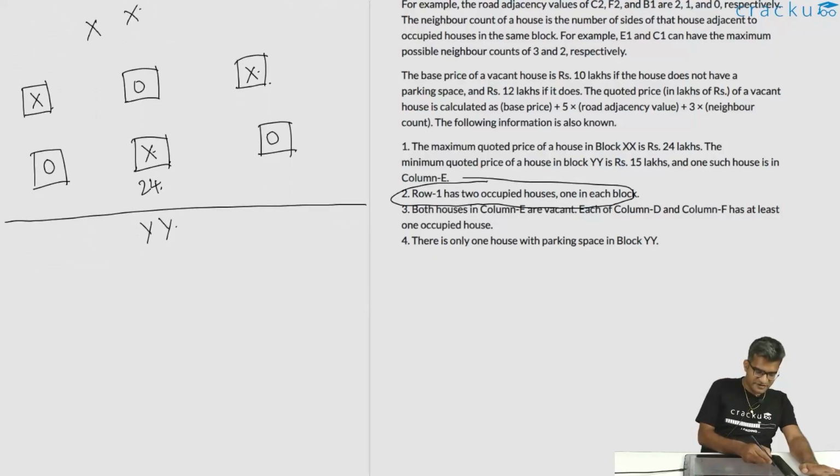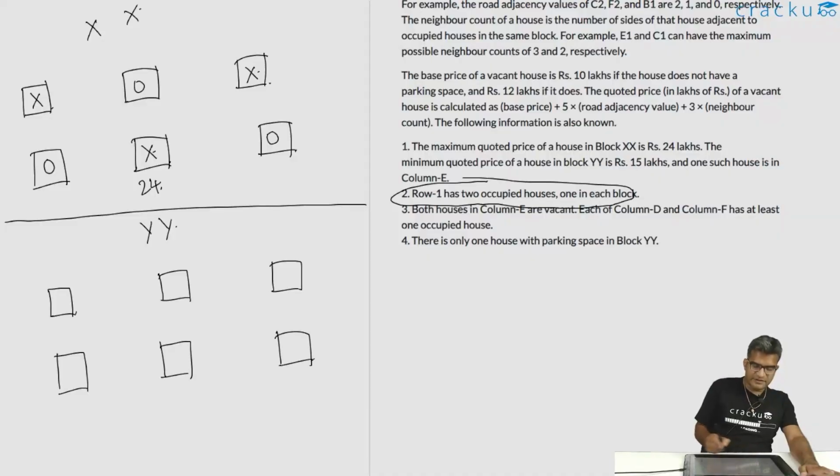What is the information we know about YY? We know that all of these houses are worth at least 15 lakhs. And we also know that one of the houses which is worth 15 lakhs is in row E. This is mentioned to us. Both the houses are vacant, so we'll put an X over here and an X over here.